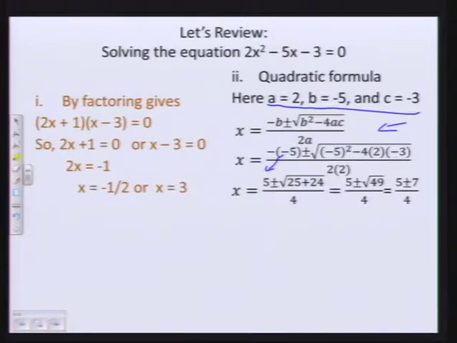Simplifying this down, we end up with 5 plus or minus the square root of 49, divided by 4. And that simplifies to 5 plus or minus 7, divided by 4.